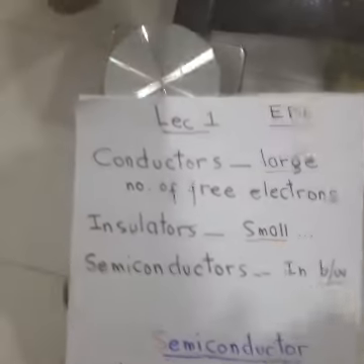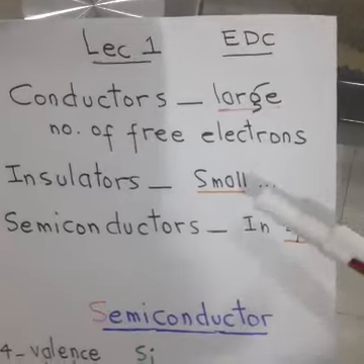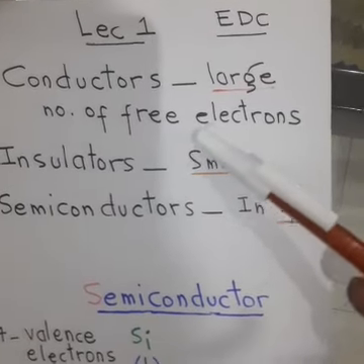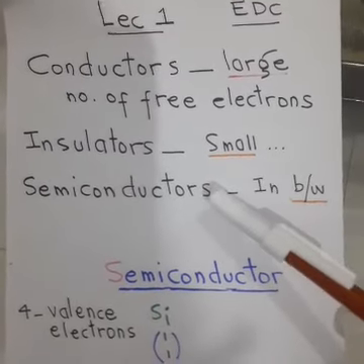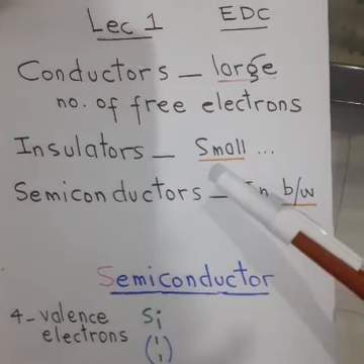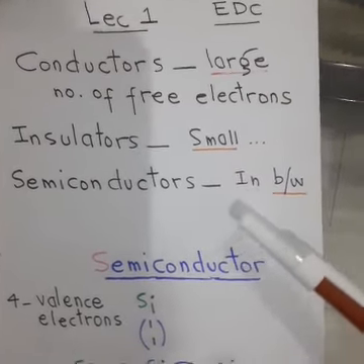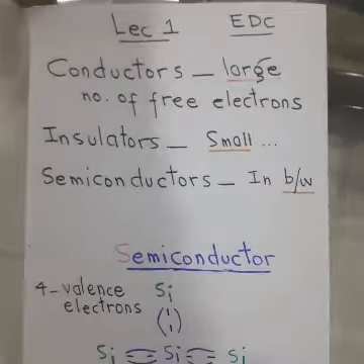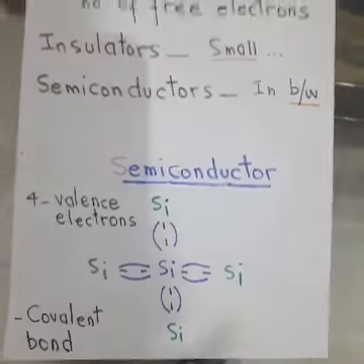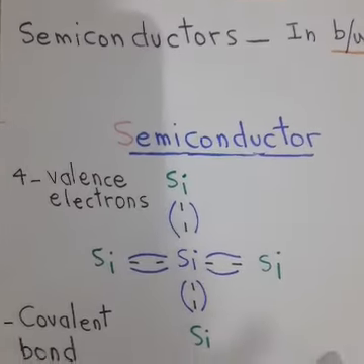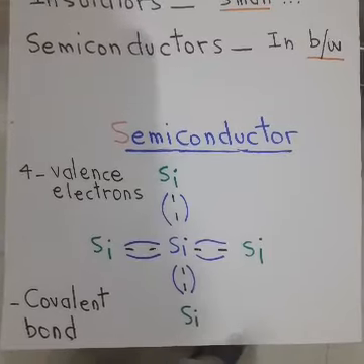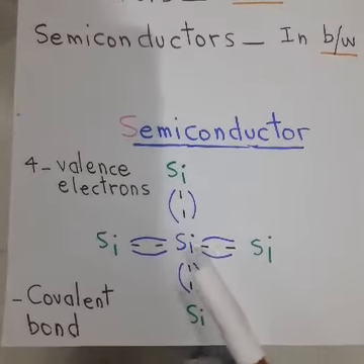Conductors, as you know, have a large number of free electrons. Insulators have a small number of electrons. Semiconductors have free electrons in between conductors and insulators. The most famous semiconductor material is silicon.